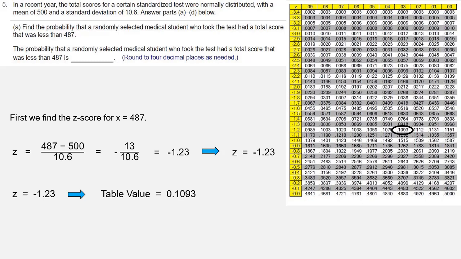And then because this is a less than question, that's area to the left, so the table value is the area, and that means that our probability is 0.1093. Remember that area and probability are equal to each other. So that's your answer for part A.